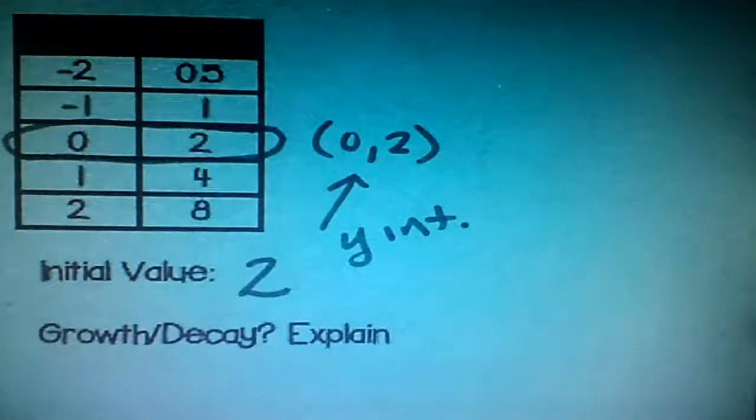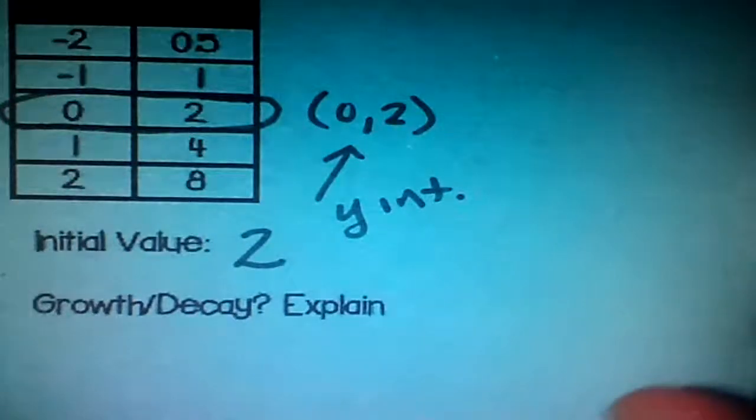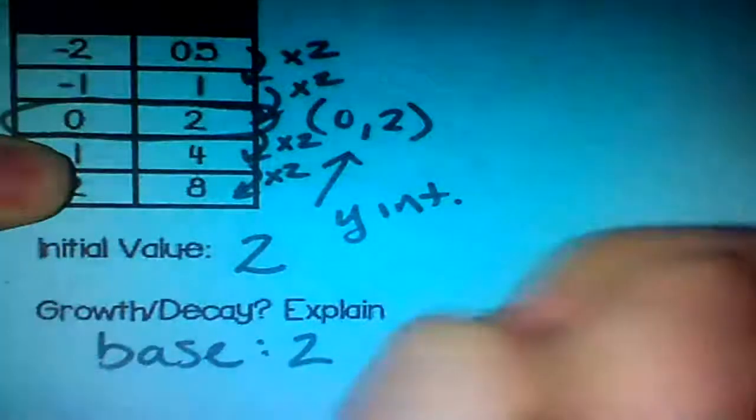Okay, I agree it's a growth. And Brenda, where did you come up with 2? It's multiplying by 2 as I go up. 1/2 times 2 is 1. 1 times 2 is 2. 2 times 2 is 4. 4 times 2 is 8. So my base is 2, which means that this is growth.